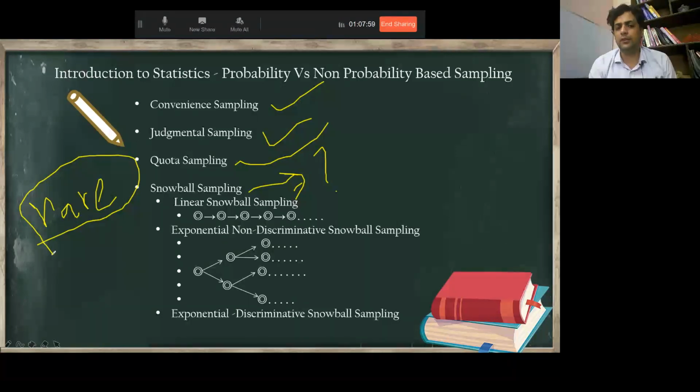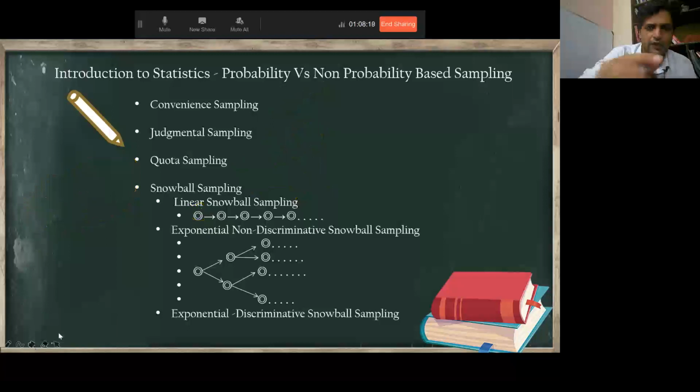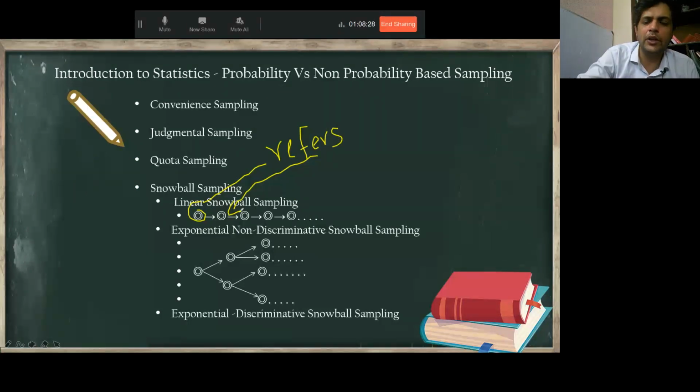So how do I choose this n? The first method is linear snowball sampling. In linear snowball sampling, I ask one student whom I know, and then this student refers me to another student. He tells me, oh, I know another student, you can also ask him or her.